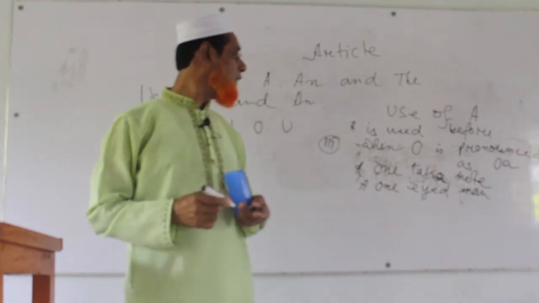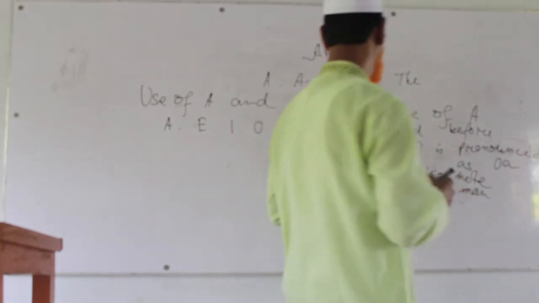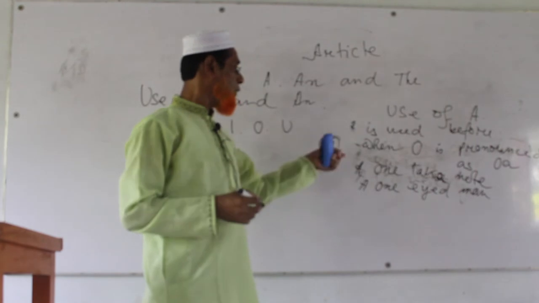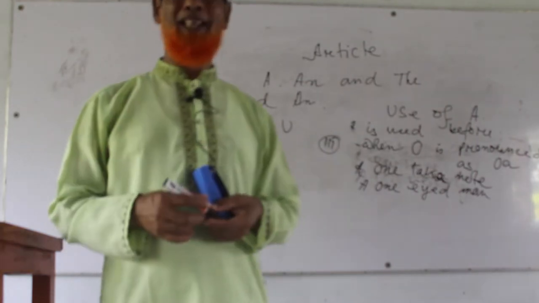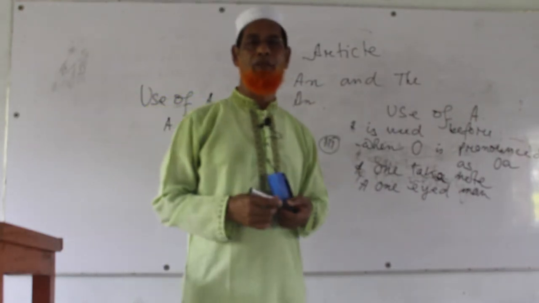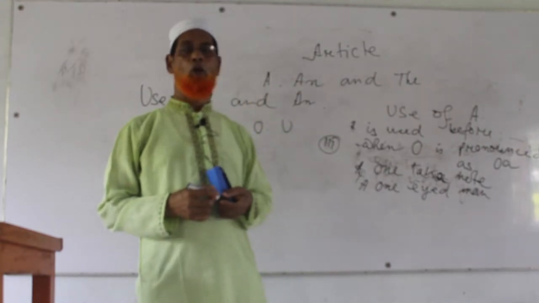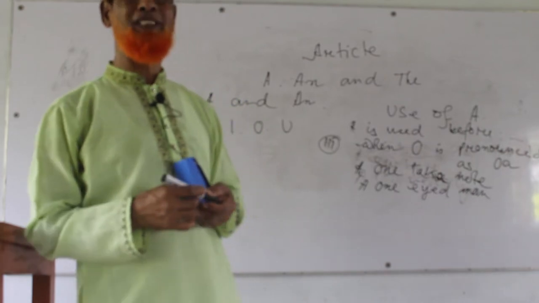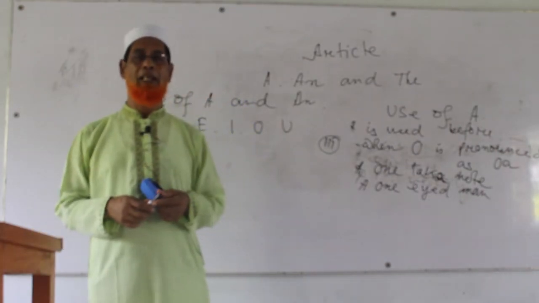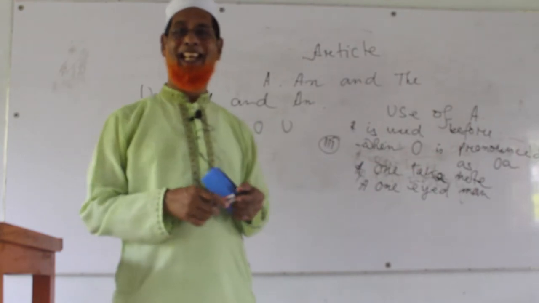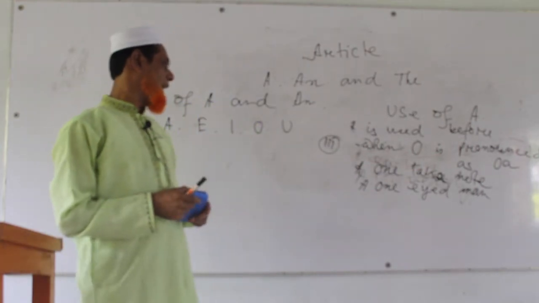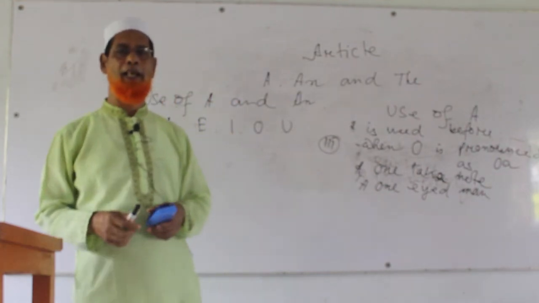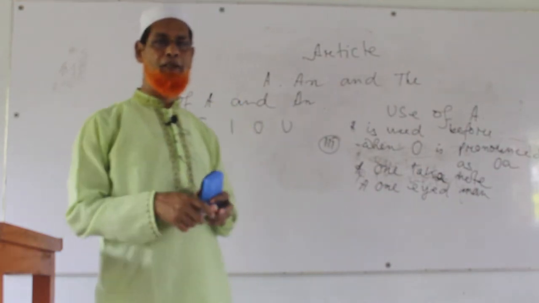Number 2, we say when o is pronounced as wa, then we use a instead of an, as a one taka note, a one-eyed man, etc.